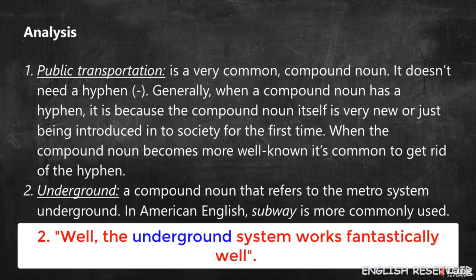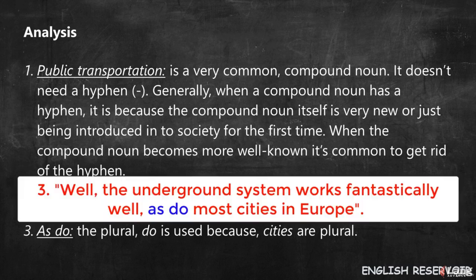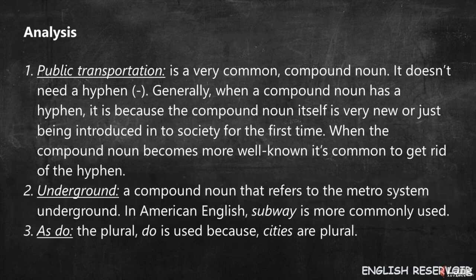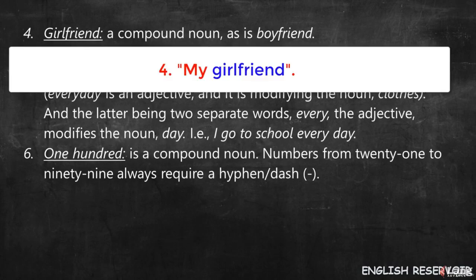2. Underground. A compound noun that refers to the metro system underground. In American English, subway is more commonly used. 3. As do. The plural do is used because cities are plural. 4. Girlfriend. A compound noun, as is boyfriend.